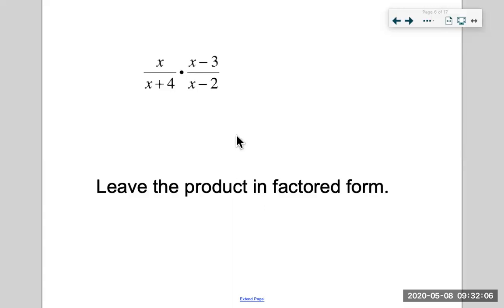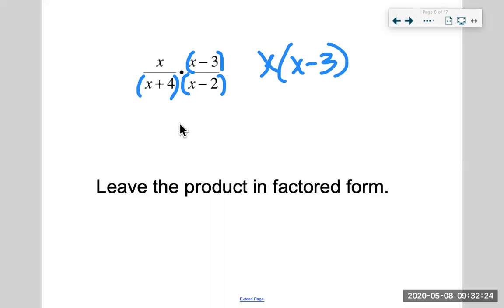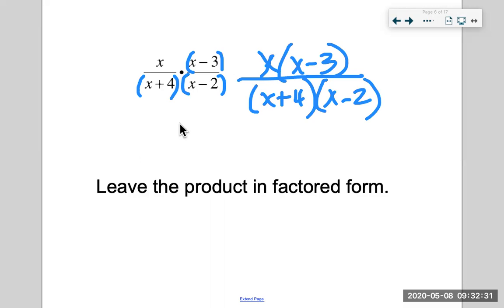Now sometimes we will be using binomials as factors. Now these don't have parentheses around them, but you could do that if that helps you understand that the whole binomial is the factor. So we have x times x minus 3 in the numerator. We have x plus 4 times x minus 2 in the denominator. And in this case, there is nothing to simplify, so we would just leave it in this form. We would not actually do any multiplication.